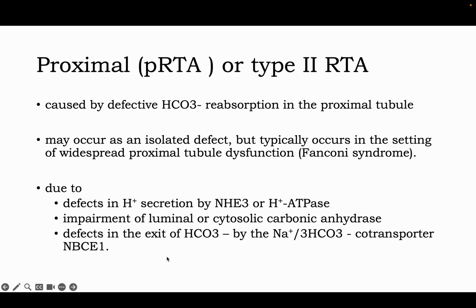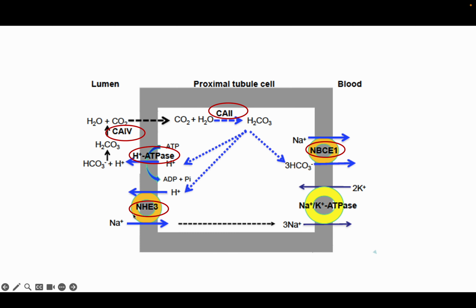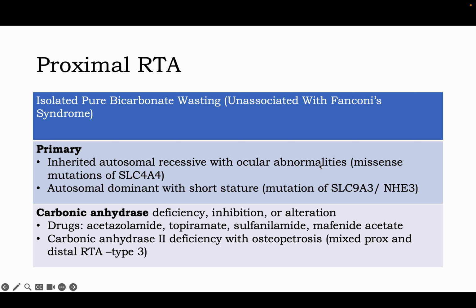In proximal RTA, the defect can be in the H plus ATPase channel, the sodium hydrogen exchanger 3, carbonic anhydrase 2, or the bicarbonate exchanger; a defect can be seen anywhere. Primarily there are inherited causes, SLC4A4 and SLC9A3. Drugs are mostly carbonic anhydrase inhibitors, which are involved in bicarbonate absorption, like acetazolamide, topiramate, and sulfonamides. Carbonic anhydrase 2 deficiency, which causes osteopetrosis, can also cause proximal RTA.